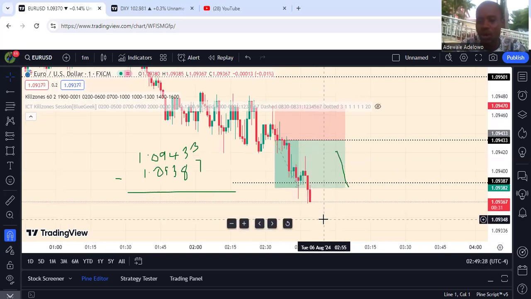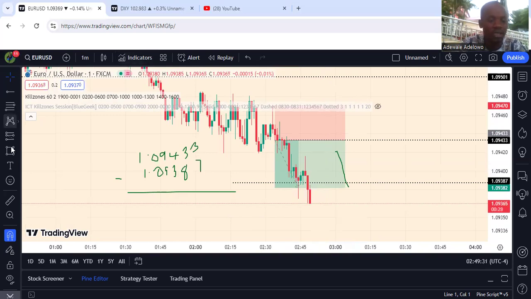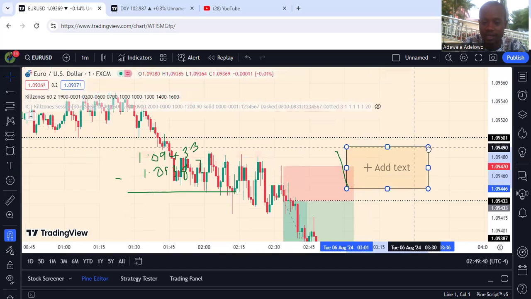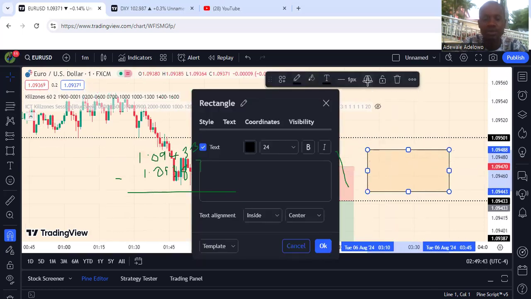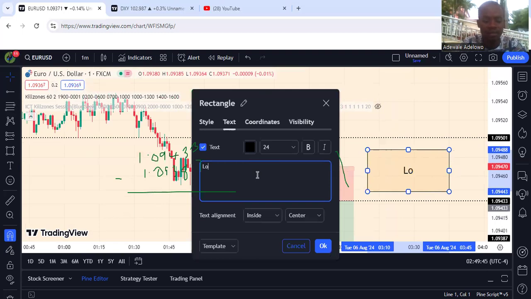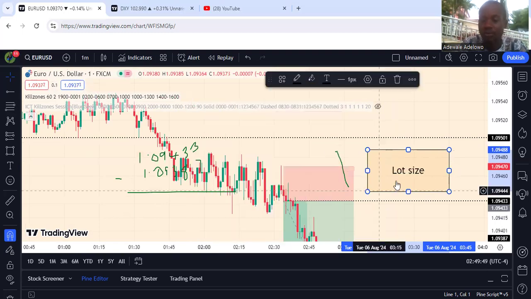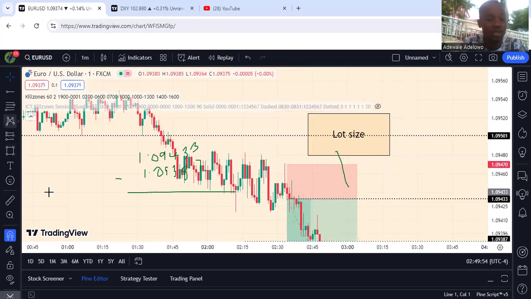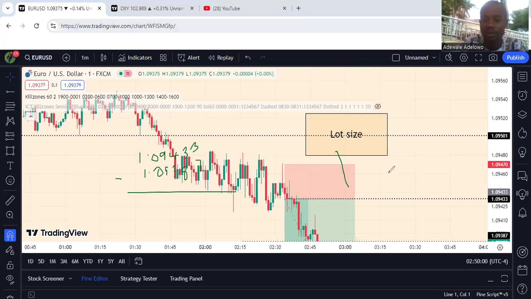Very simple. I'll introduce you to another term called the lot size, okay? Lot size is the amount of the quantity of trade you bought. The lowest lot size in Forex is 0.01.